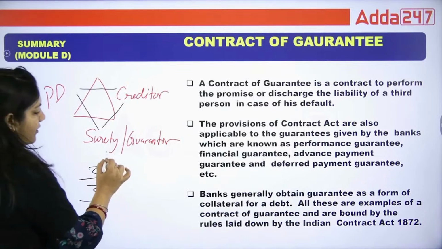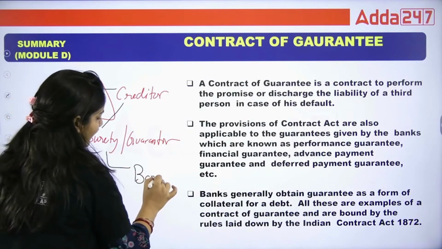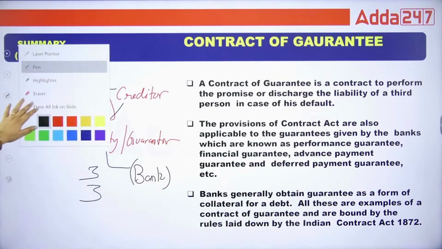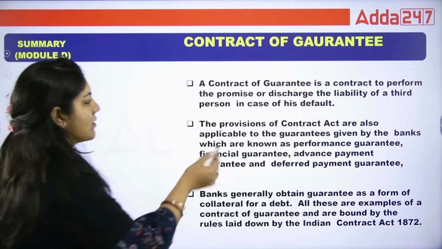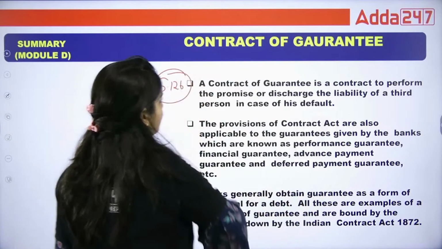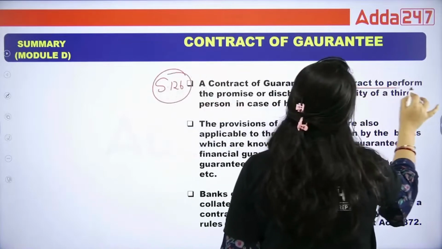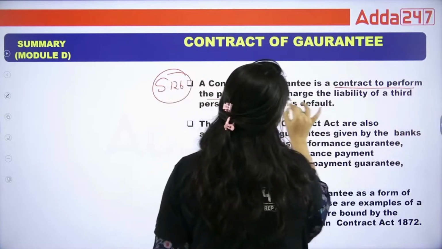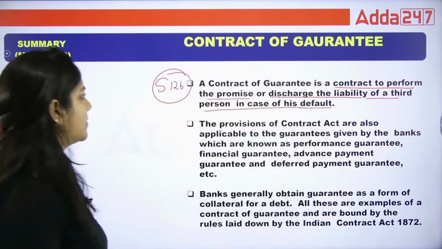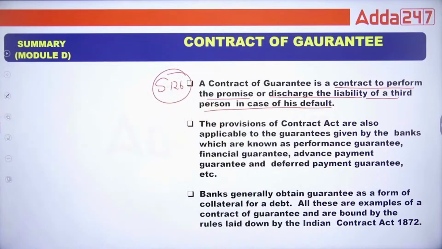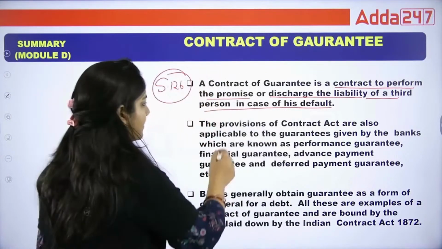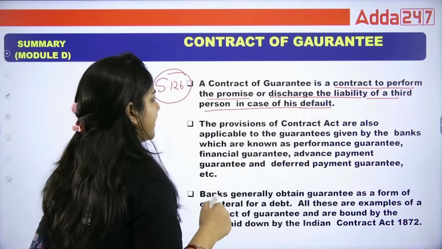And the bank also acts as a surety. Now see what is written here. A contract of guarantee, first of all, this is written in Section 126 of the Indian Contract Act. It is the contract to perform the promise or discharge the liability of a third person in the case of his default. So this is your 126. The provisions of the Contract Act are also applicable to the guarantee which is given by a bank.